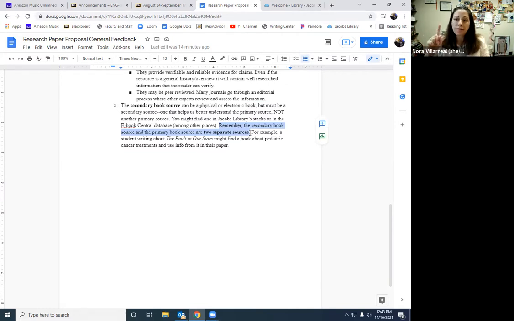So just because you have that one primary source book appearing on your works cited page, that doesn't mean you've met the requirement for this secondary book source, okay? The example I give to clarify that is if you had a student writer using The Fault in Our Stars as their primary source, that person might find a book about pediatric cancer treatment and use info from that in their paper. So you can see that the secondary source is giving us more information to help us understand the primary source.